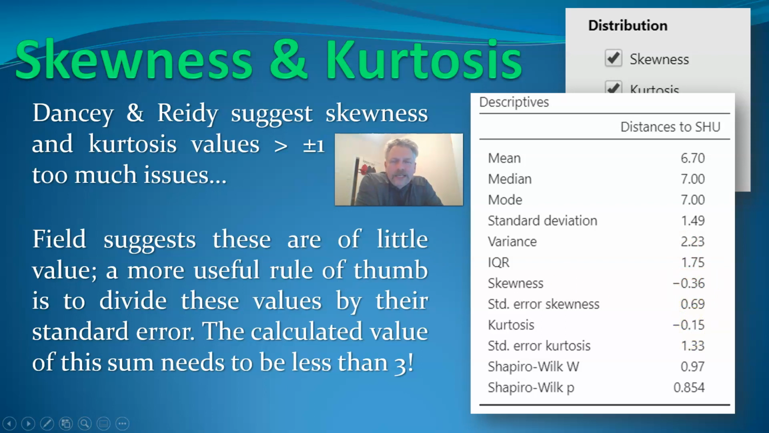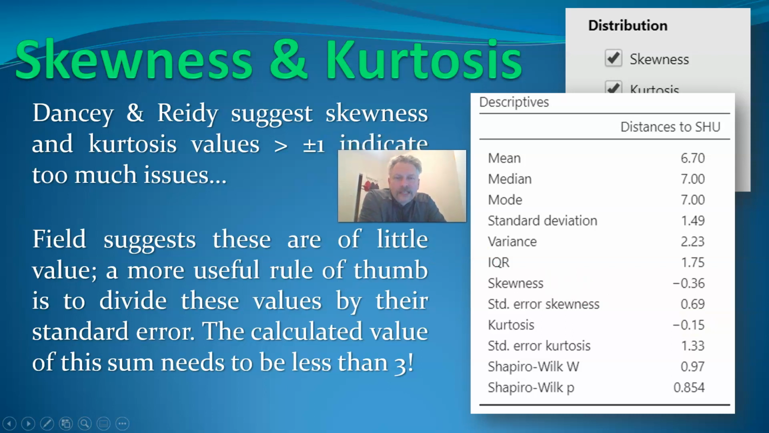And different books might indicate different things. For instance, the Dancing Reader suggests if you've got skewness or kurtosis levels that are greater than +1 or -1, then you might have an issue. If your data is perfectly symmetrical, you would have skewness of 0. If your data is just the right height, it would have a kurtosis level of 0. But if you've got more than +1 or less than -1, it indicates you might have an issue.